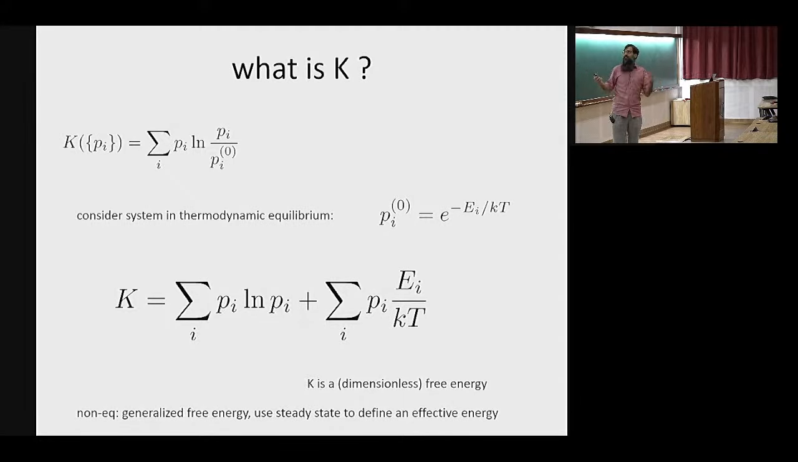So this K is a free energy, and if we use it in equilibrium, it's really the free energy. If we use it outside of equilibrium, if our steady state is not an equilibrium state, then we just have to interpret the logarithm of pi, of the steady state probabilities, as an effective energy. And then it still works.